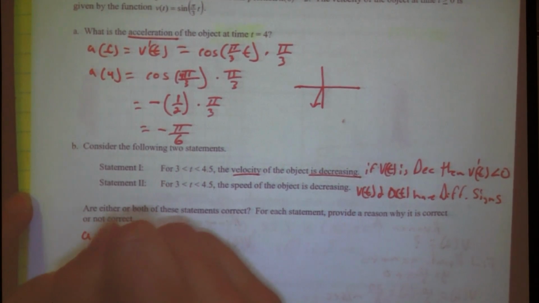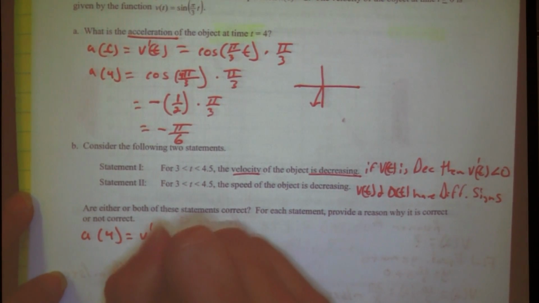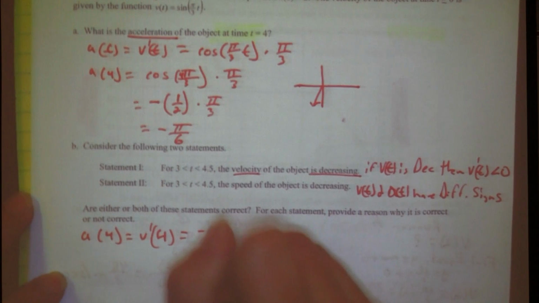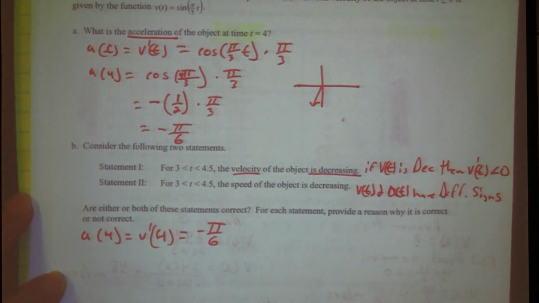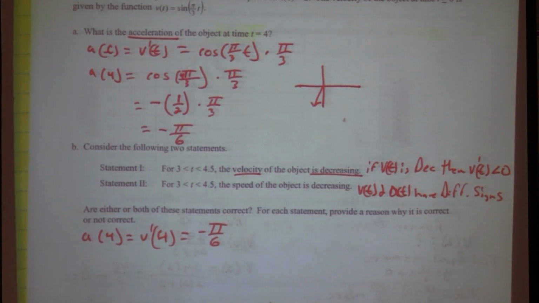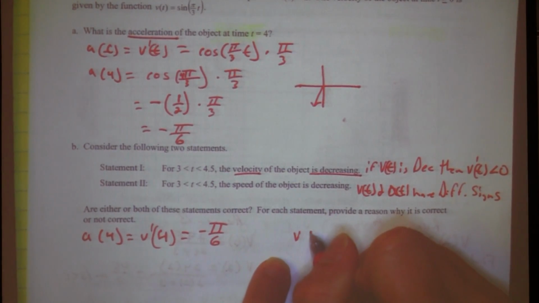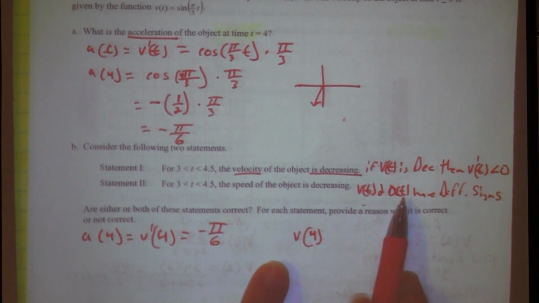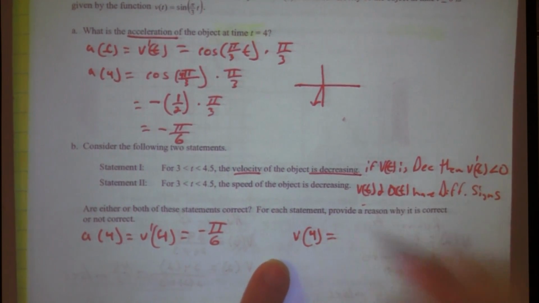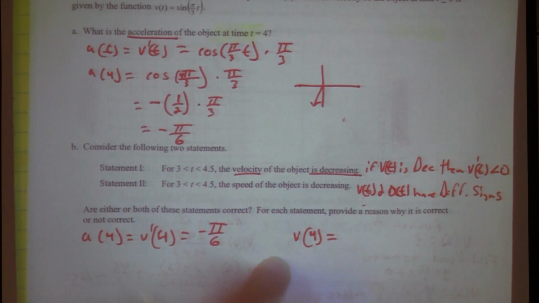We know that a of 4 is equal to v prime of 4, and we said that was negative pi over 6. So we have enough information there to prove that the first statement is true. But we also need v of 4, right? So that way I can compare v of 4 and a of 4 for the second one. So how would I get v of 4? Plug it into the original.